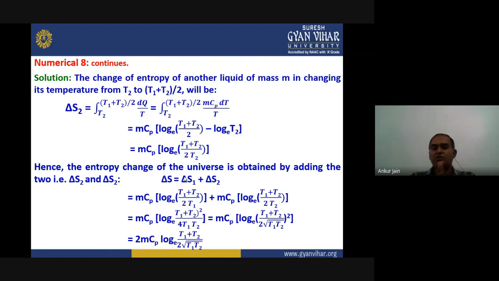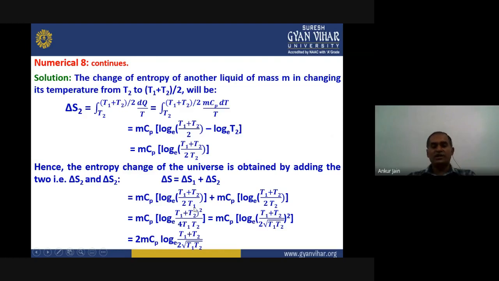That's it. Now we have two different entropies, from here to here and from here to here. Now the total entropy change of the universe can be obtained by adding the two values. Delta S equals delta S1 plus delta S2. It will become m Cp log (T1 plus T2) upon 2T1 plus m Cp log (T1 plus T2) upon 2T2. When we combine it together, because this is an addition, if we take it inside the log, it will be the multiplication of both the terms. Then it will become (T1 plus T2) squared divided by 4 T1 T2.